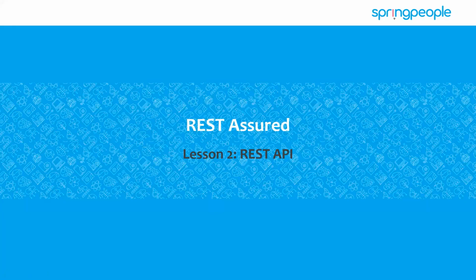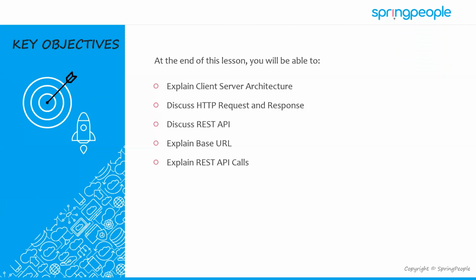Welcome to Rest Assured lesson number 2, REST API. At the end of this lesson, you will be able to explain client-server architecture, discuss HTTP request and response, discuss REST API, explain base URL, and explain REST API calls.